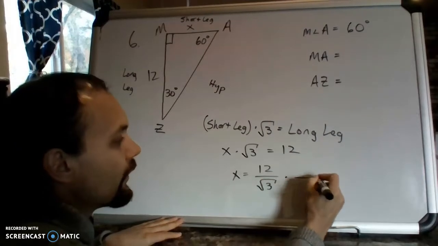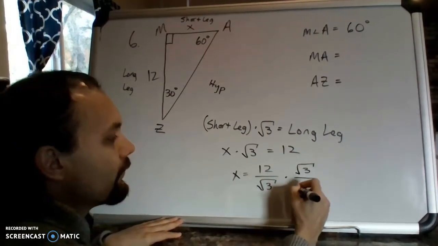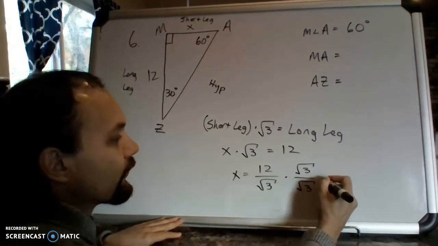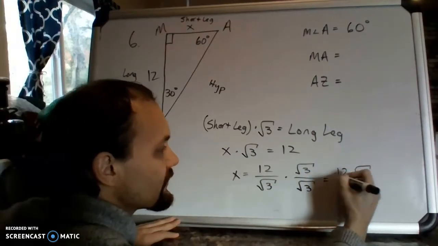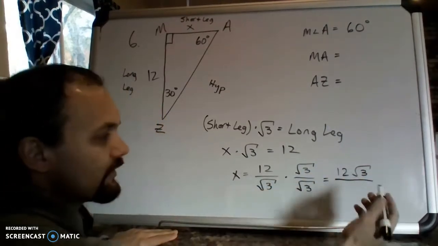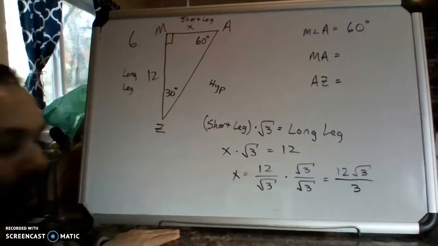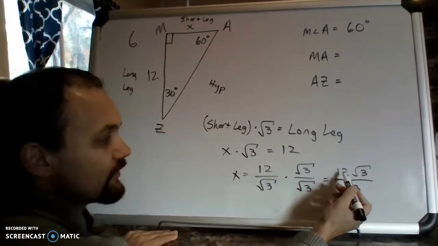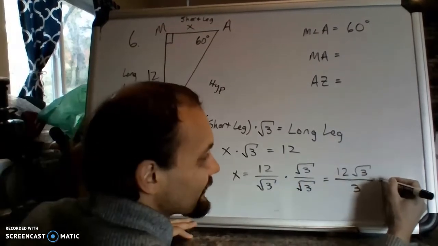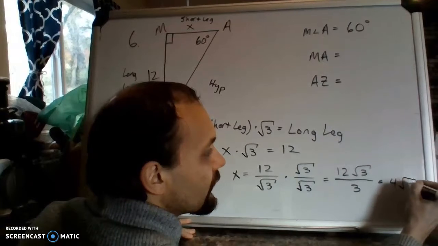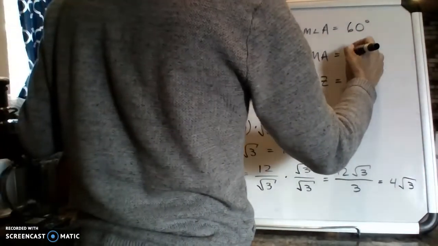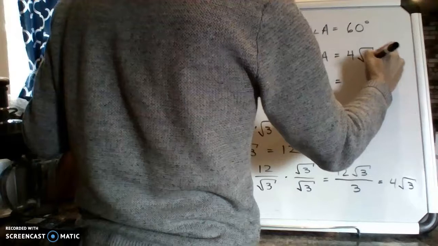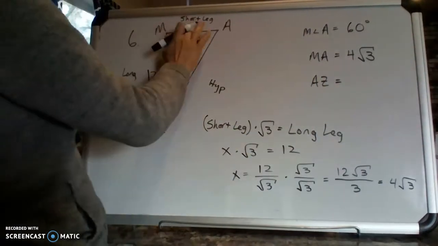So I'm going to multiply on the top and the bottom by the square root of 3. So on the top we get 12 times the square root of 3. On the bottom, square root of 3 times square root of 3 comes out to just be 3. And then of course you see that the 12 and the 3 can cancel, making this 4 square root 3. So the length of MA is 4 square root 3.